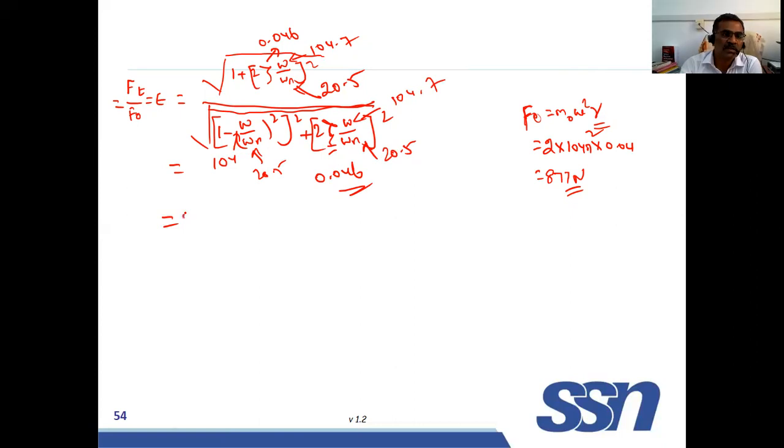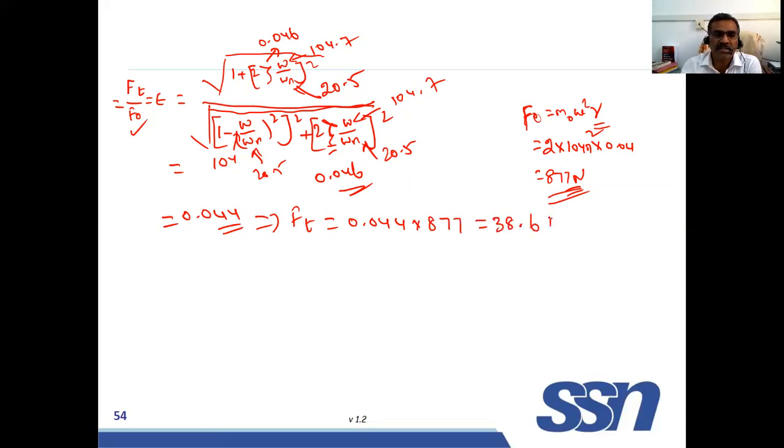That is equal to 0.044. Already we have the value of F naught. So from this, the force transmitted Ft is equal to 0.044 into 877, which will be 38.6 newtons. So if this much force is applied at this particular condition, this much force will be transmitted to the foundation. Okay, so this is at this condition.